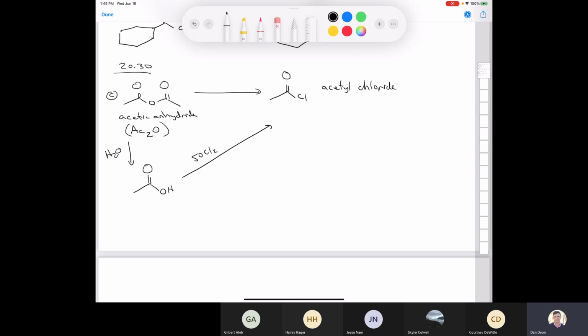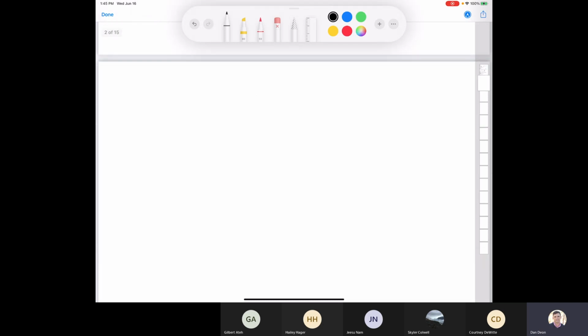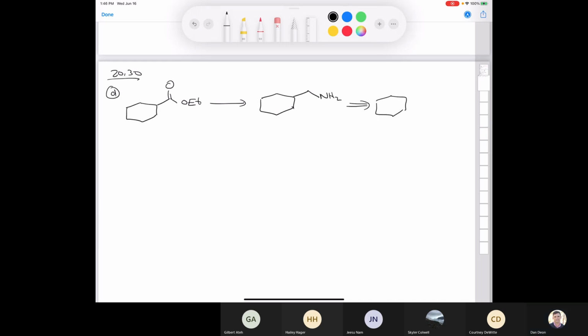I'm going to go a little faster now. Let's move along to D. So this is 20.30, and this is question D from our textbook, Klein, 3rd edition. So we're starting out with a beautiful ethyl ester this time, and we want to convert that into a primary amide. How would we do that? Well, we know that once we get a primary amide, we can reduce that with lithium aluminum hydride, can't we? Lithium aluminum hydride followed by treatment with water.